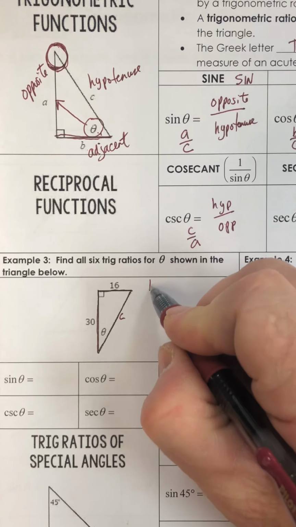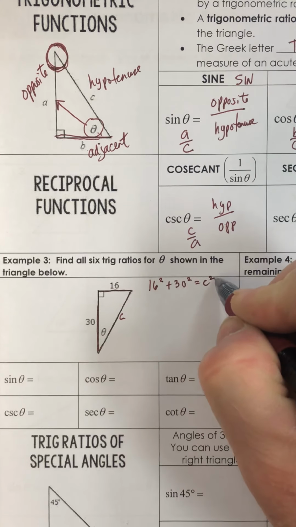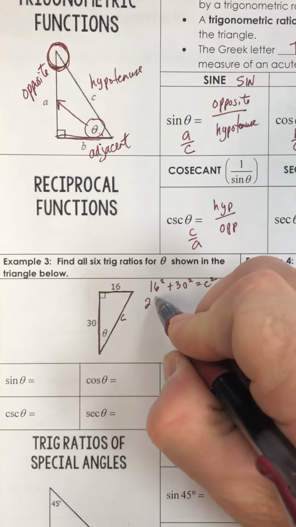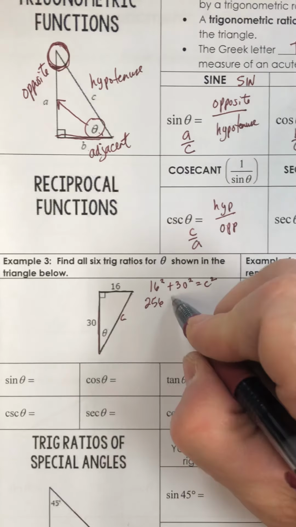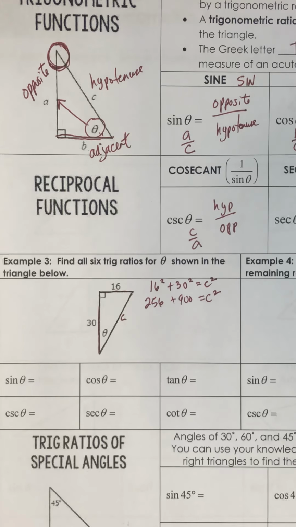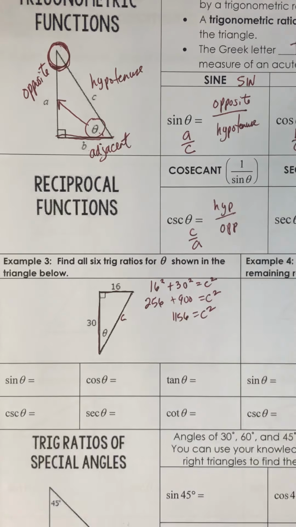So we could find it by going 16 squared plus 30 squared equals C squared. On my calculator, I'm going to go 16 squared, 256, 30 squared is 900. So I'm going to go 256 plus 900. That's 1156. Now I'm just going to square root 1156. Oops.